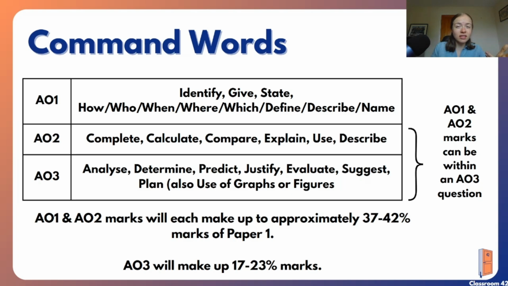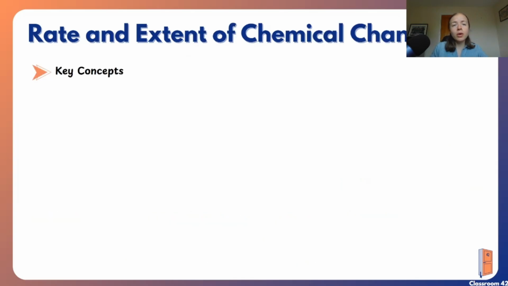So particularly on big answers, you need to make sure you're considering, or it could be marked on, all of these bits, so I can't just jump straight into my analyses. I might need to give some context from AO1 and AO2 first. It's always worth keeping these in mind. So we're going to go through each of the units in turn.